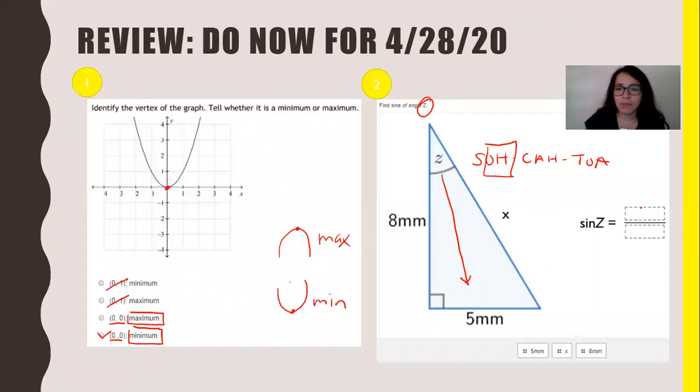So you said it would be 5 over 8? Well, remember, what's the hypotenuse? Because we need the hypotenuse, it's 5 over X. So don't forget that part. Oh, okay, I get you. Okay, so when we go ahead and click in the bracket, we have the 5 millimeters.